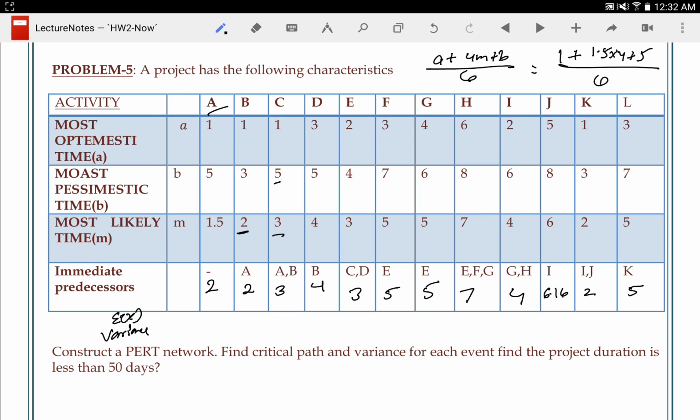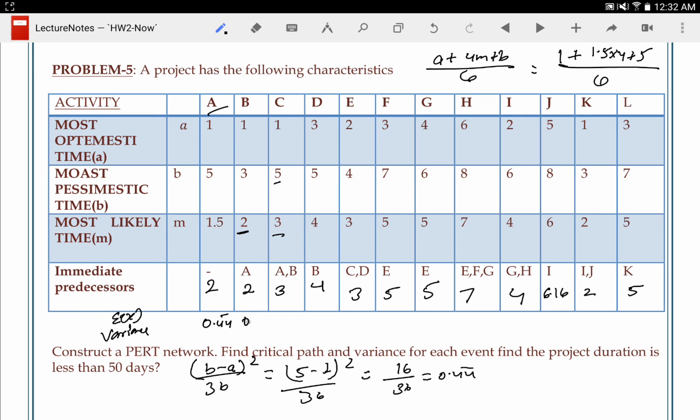Again, you can do the variance similarly. The formula for variance is b minus a squared divided by 36. So in the first case, it would be b is 5 minus 1 squared divided by 36. So this is 4 squared is 16. 16 divided by 36 comes out to be 0.44. If you do this, you'll get the first one is 0.44.